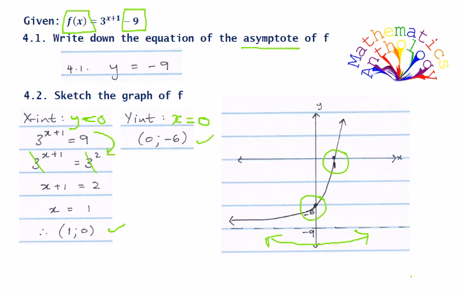Now to sketch my graph, I fill in my y-intercept on the y-axis, which is negative 6 there, my x-intercept on the x-axis, which is 1, and my asymptote there is negative 9. y is equal to negative 9. Okay, then I just join my points, and remember that the exponential graph will go towards the asymptote, but it will not touch the asymptote.